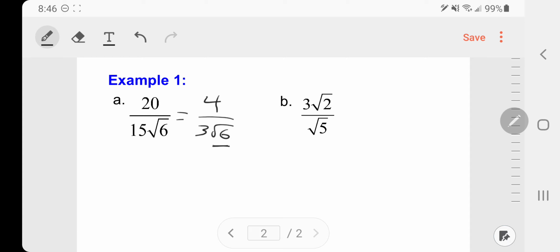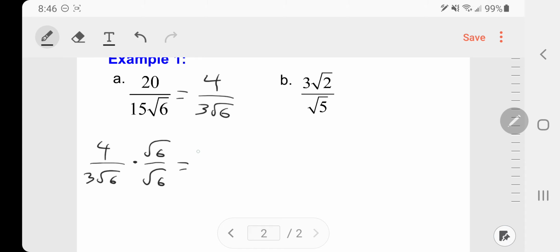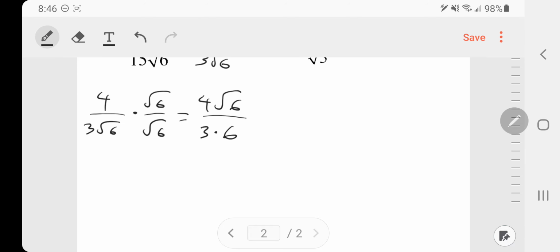And now we want to just get rid of that radical, so I'm going to multiply both the top and the bottom by the square root of 6 in order to get rid of that. Okay, so the top is going to become 4 square root of 6, and the bottom is going to become 3 times. Now again, I'm not going to show the step, but you're multiplying these two things, which becomes the square root of 36, and then the square root of 36 is just 6. Okay, so again, that's how you're getting rid of the radical.